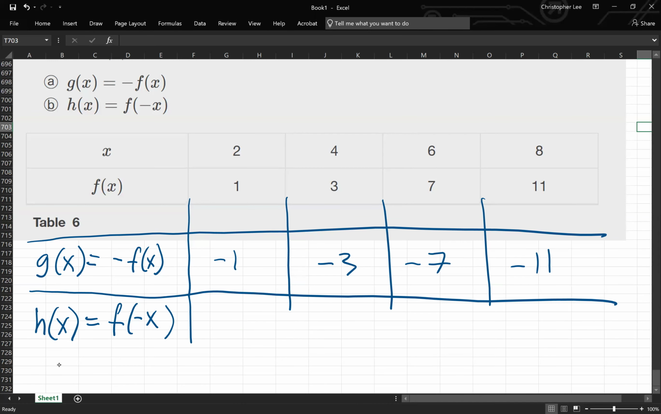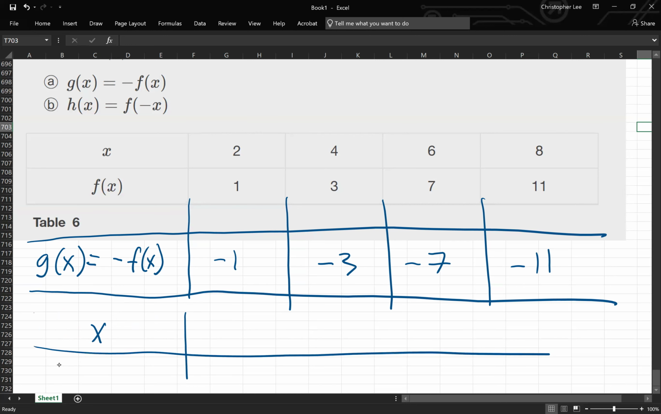Hold on one second. It's not looking so hot over here. Let's try this again. Hold on. We have the x's here. I'm gonna just make a separate table for this. 2, 4, 6, and 8, right?